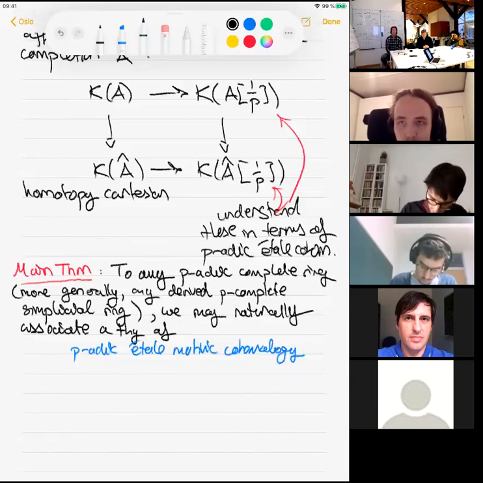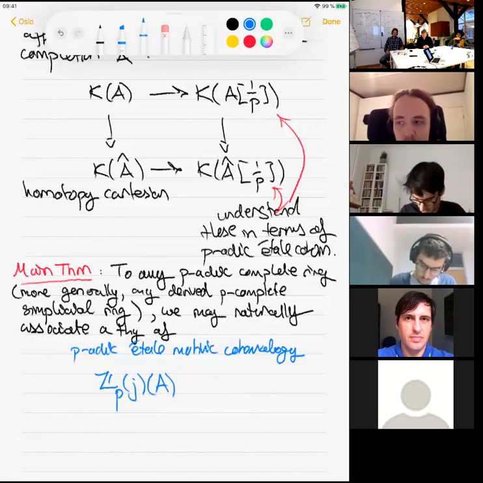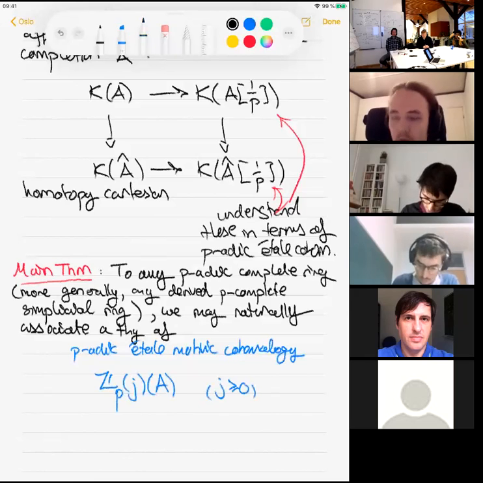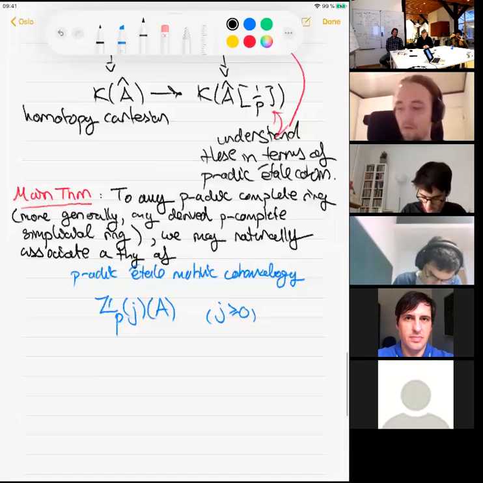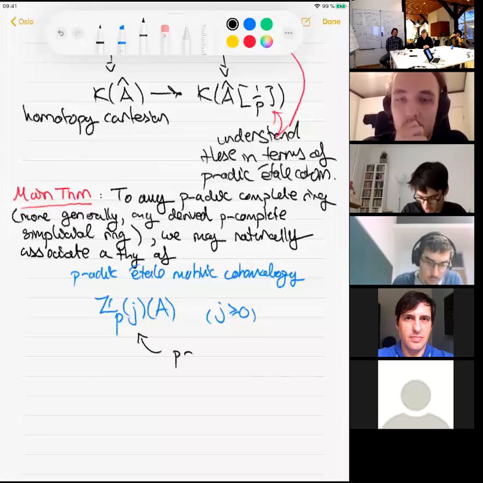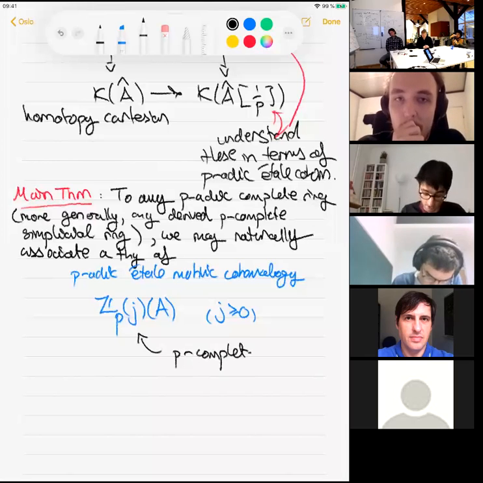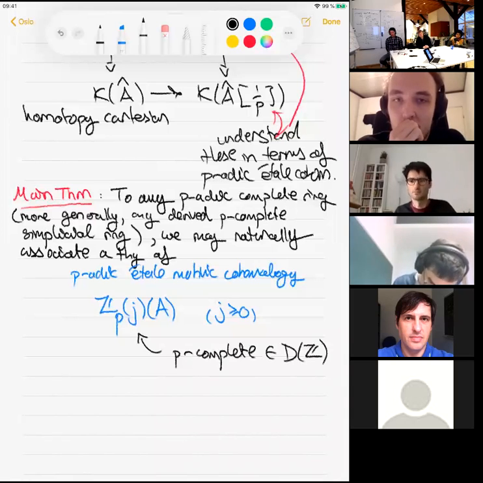Which will be, let's keep it blue, this will be Z_p(j), weight j, p-adic étale motivic cohomology of A over positive weights j. And just so that we're all on the same page, these are just some p-complete complexes. We'll eventually see a bound on them that in weight j they don't go beyond cohomological degree j plus 1.